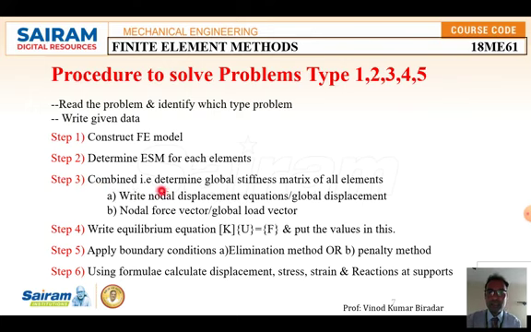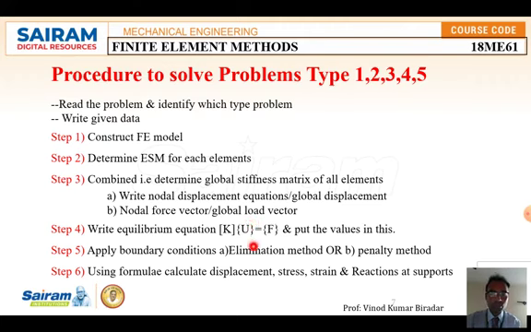So combined, that is, determine the global stiffness matrix, and you have to write the nodal displacement and nodal force vector in this. Okay, step number 3, and then write the equilibrium condition. This is the standard equation you have to remember in step number 4, that is KU equal to F. Okay, then substitute the values and apply the boundary condition.